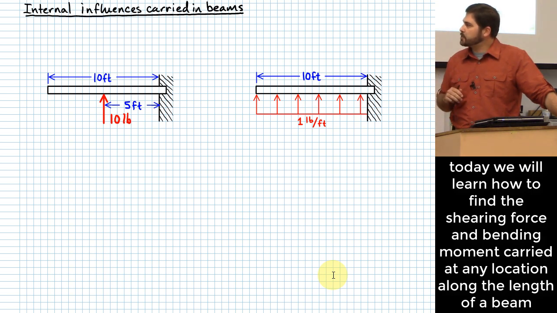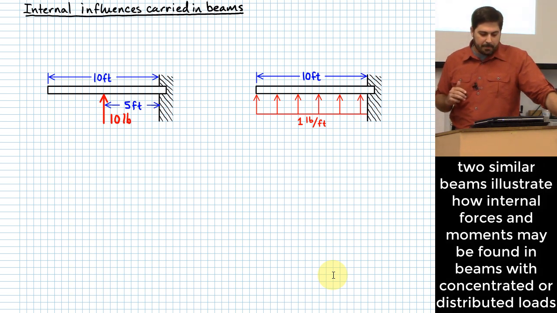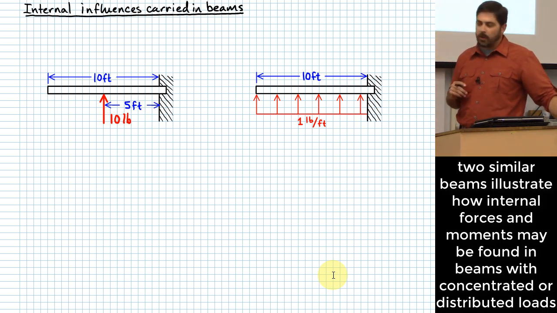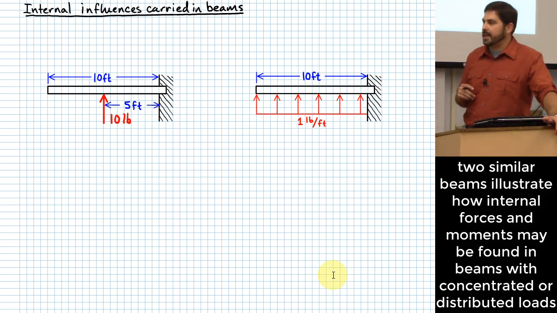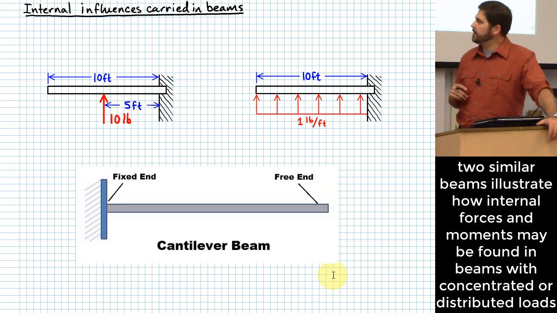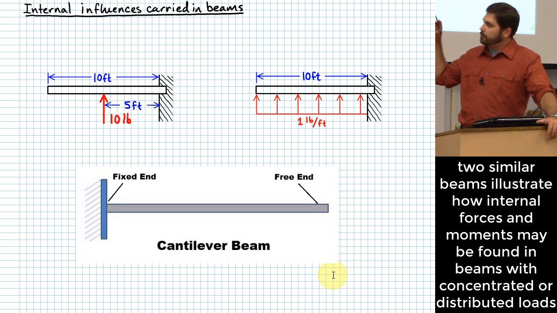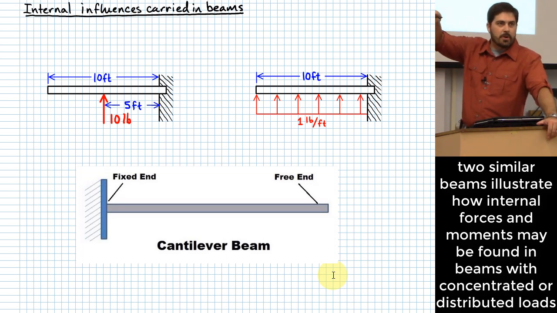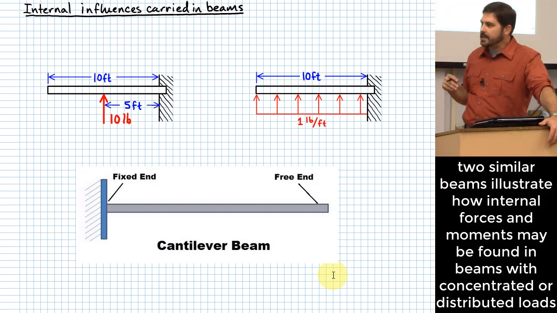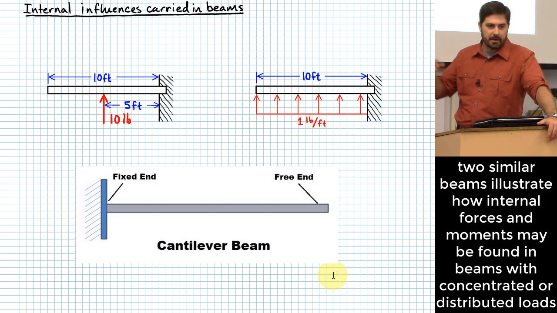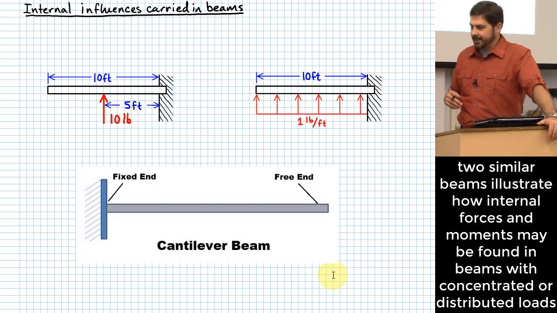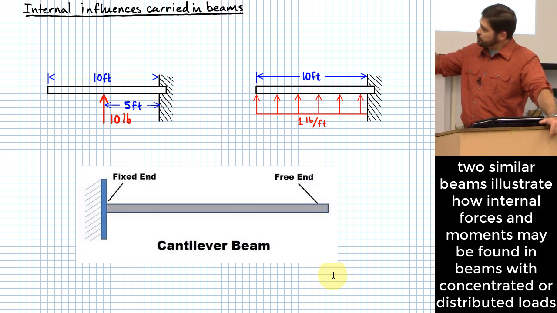Let's see if we can figure out what goes on inside of these beams. Okay? And I've set up two similar scenarios here. One is a concentrated load of 10 pounds acting right in the middle of a beam that's called a cantilevered beam. If you ever see a beam that hangs out without a support on one end and is supported entirely from the other end, that's usually an indicator that it is a cantilevered beam, just as a word that you know exists.